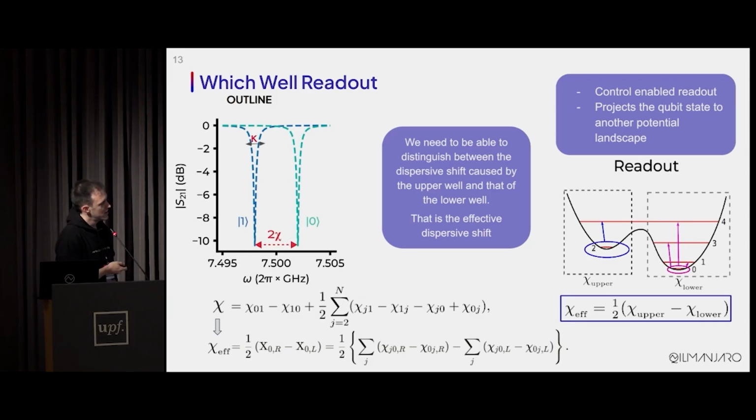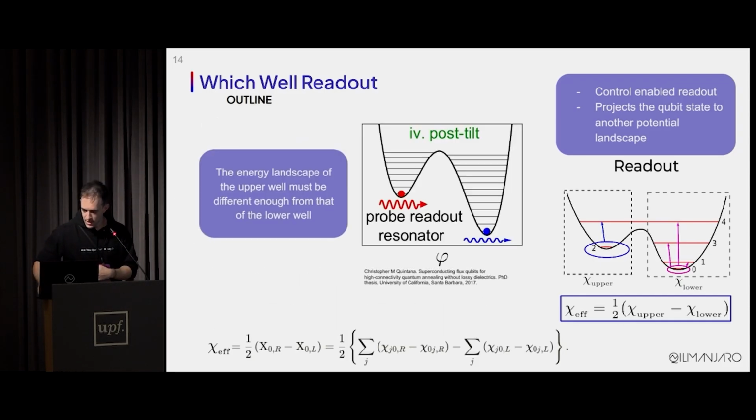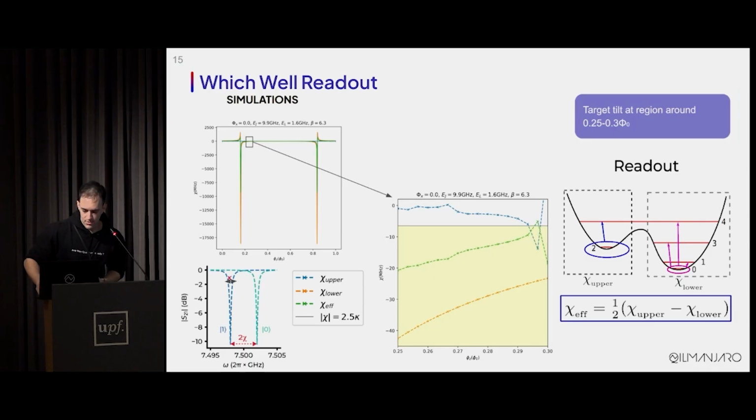And this difference is given by the dispersive shift in the upper well and the dispersive shift in the lower well. And again, this is made possible because if we have a high enough barrier and a high enough tilt, then the energy landscapes are different. It's not only that the ground state of the upper well and the ground state of the lower well have different energies, but also the energy spacing in each of the two wells will be different, because we have this high tilt and they are very isolated. So essentially the energy landscape here and here is different, and this is what gives us these two different dispersive shifts. So this is something we can simulate, and that's what we've done.